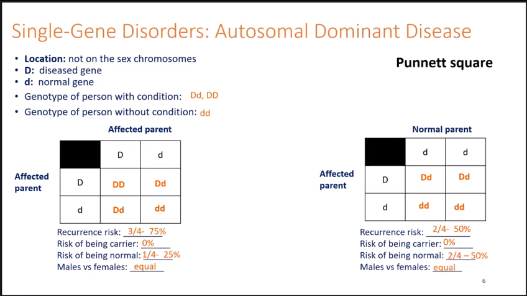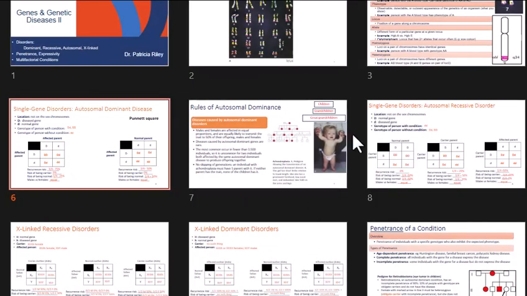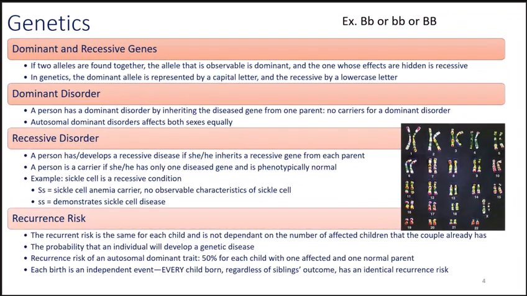So this goes back to one of the slides that I'll bring up again, where it talked about recurrence risk of an autosomal dominant trait. Hopefully now you understand why, instead of just memorizing it, that there's a 50% chance of passing on that condition if one parent has a dominant disorder.